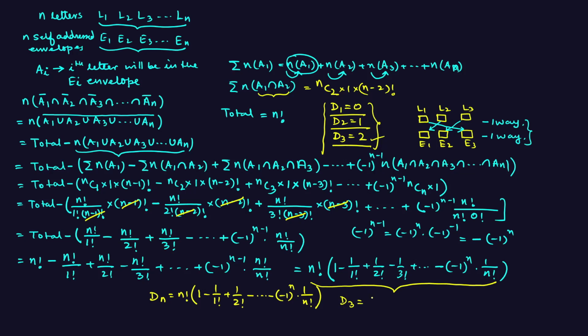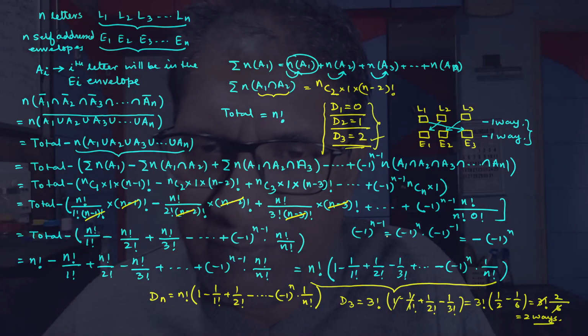Let me check it from the formula. D3 will be factorial 3 into 1 minus 1 by factorial 1 plus 1 by factorial 2 minus 1 by factorial 3. This goes off. So factorial 3 into 1 by 2 minus 1 by 6. So that gives us 6 into 1 by 3. So 6 and factorial 3 goes off, so we are having 2 ways. Exactly the same answer that we got here.